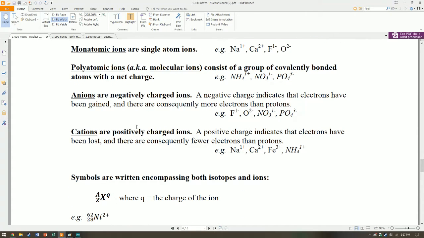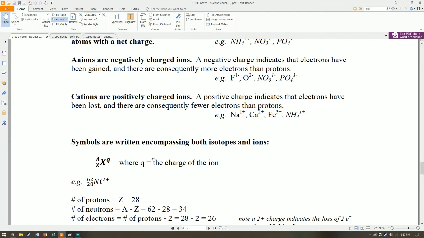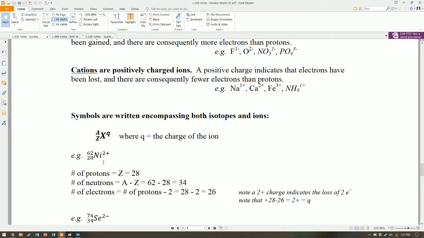We'll go into a little bit more when we talk about ionic bonding, the loss and gain of electrons. However, symbols encompassing both isotopes and ions are shown below. So 68 28 Ni 2 plus. There are 28 neutrons as given here by this 28. The number of neutrons is given by the atomic mass minus the number of protons in the nucleus, so 34, and then the number of electrons. We know we have 2 plus, so there must be a deficit of 2 of them, and we know that neutral nickel has 28 electrons, so therefore it has 26, because 28 minus 2 to account for that deficit.